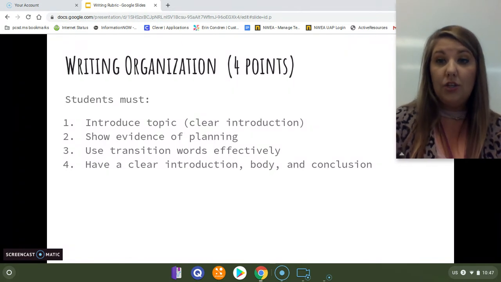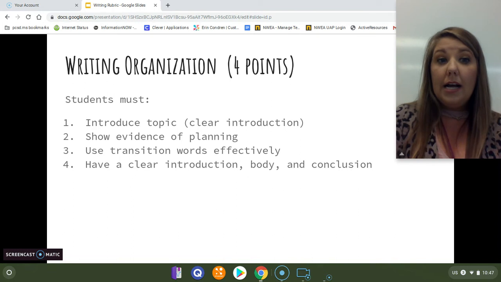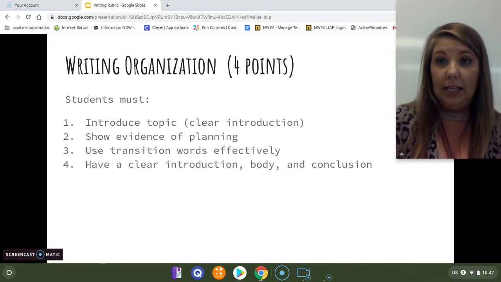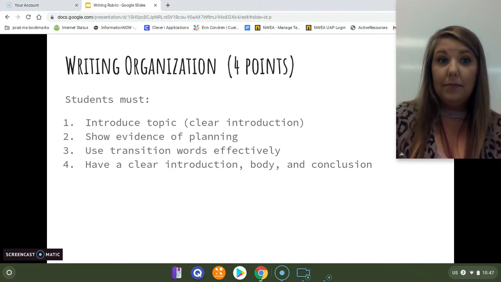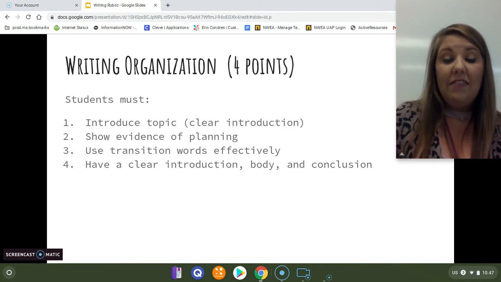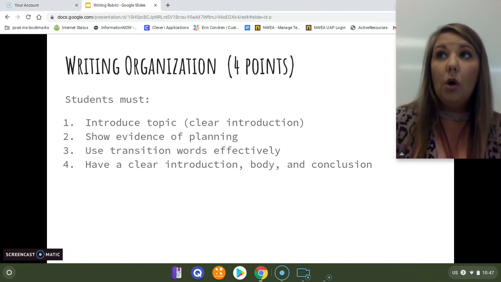Moving on to organization, which is also a very important component. You must introduce your topic clearly. You need an introduction sentence. You get your introduction sentence from that prompt. You can use your prompt to make that introduction sentence. Also, there needs to be evidence of planning. You need to show that you know what you're talking about.